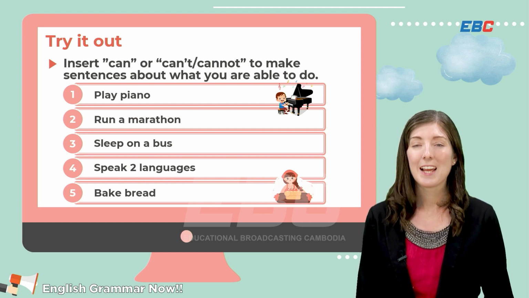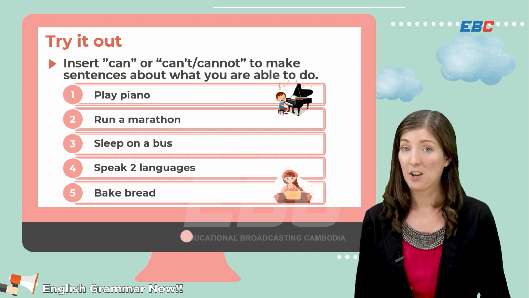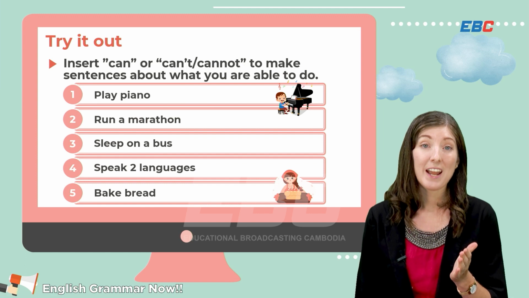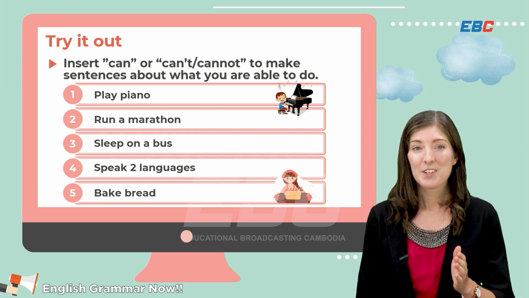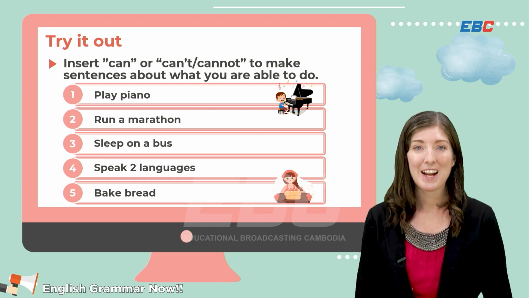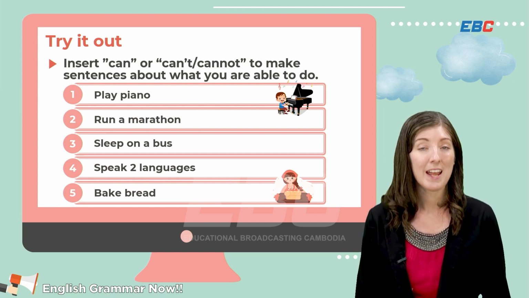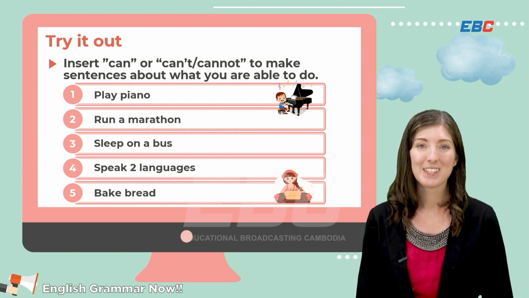You can use can or can't or cannot to make some sentences about what you are able to do or not able to do. There's a list of 5 different actions. Write a sentence about whether you can or can't do these things. Give it a try.